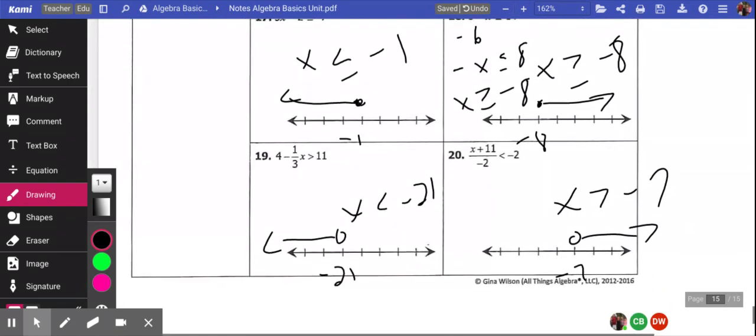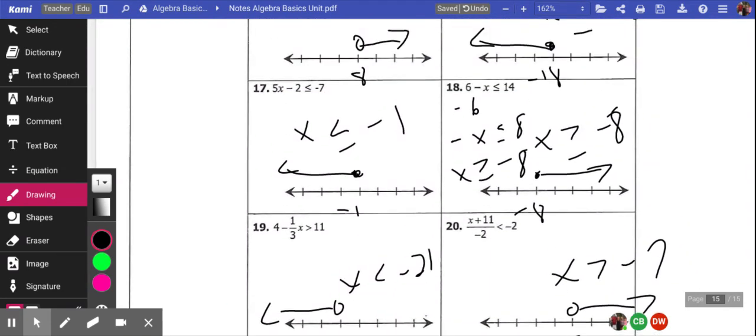Okay, and on 20, you should have multiplied by a negative 2. And so you would have had that to start with, I think. Yeah. And then you would have, oh gosh, I wrote that wrong. There we go. Okay, so that is it for that lesson.